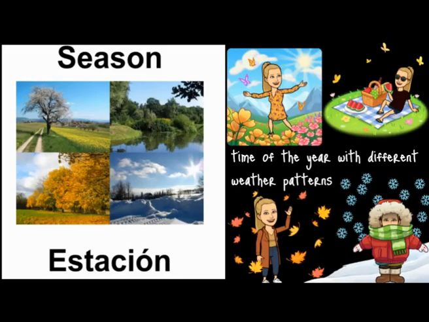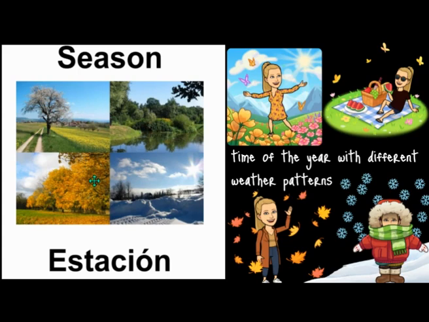This brings me to our last vocabulary word, which is the word season. Estaciones. The seasons are the time of year with different weather patterns. Depending on the time of year, we have different seasons. We can have spring, summer, fall, and winter. Spring always leads into summer. Summer always leads into fall or autumn. And autumn always leads into winter. And then the cycle starts back over again because winter leads into spring.